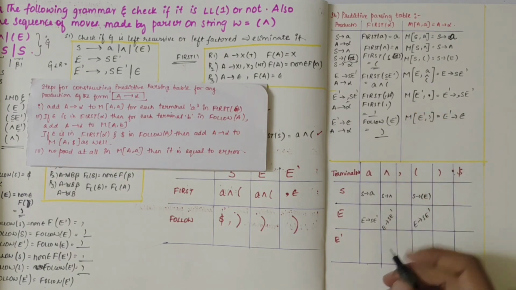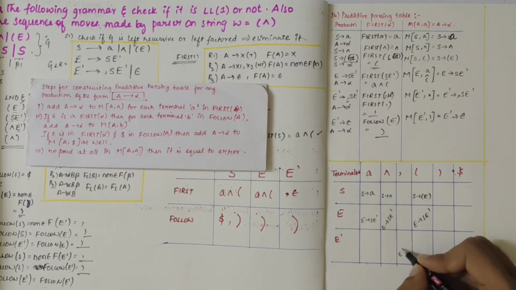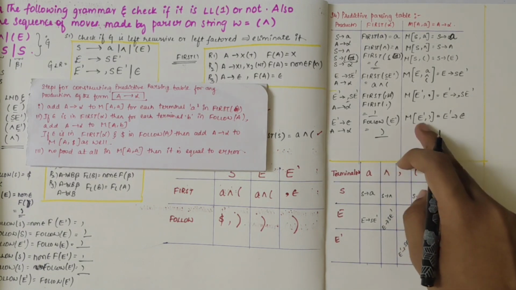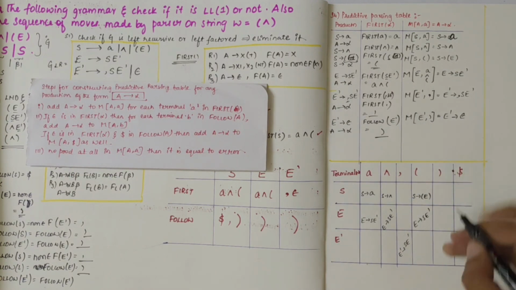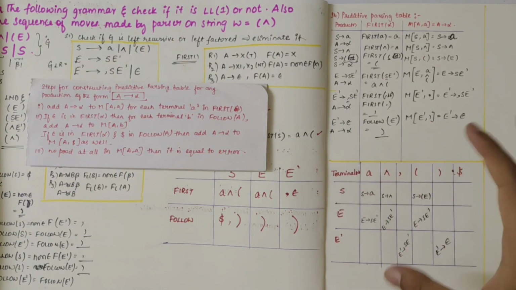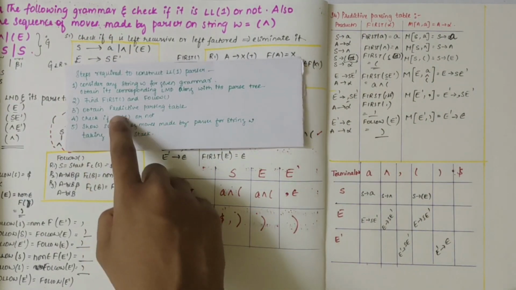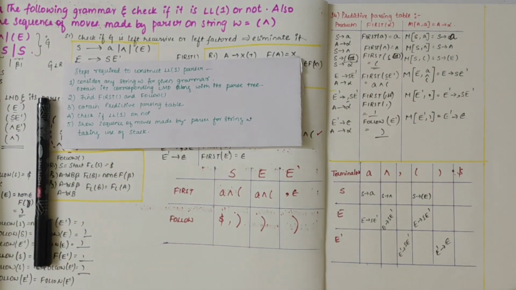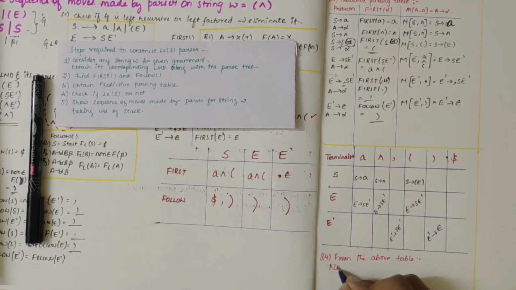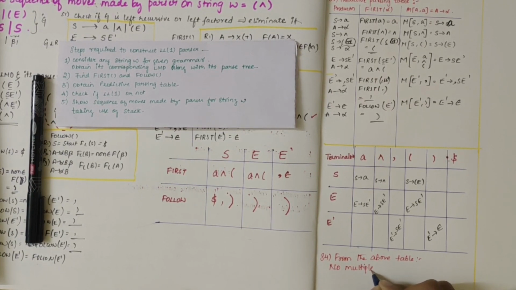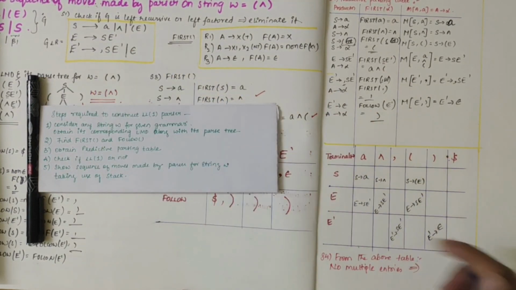So E' on comma gives E' derives SE', and E' on close bracket gives E' derives epsilon. So here I have completed the actual predictive parsing table. My next step is to check if the given grammar is LL1 or not. So for that I need to look into this table. There are no multiple entries here. So we can say that the given grammar is LL1.